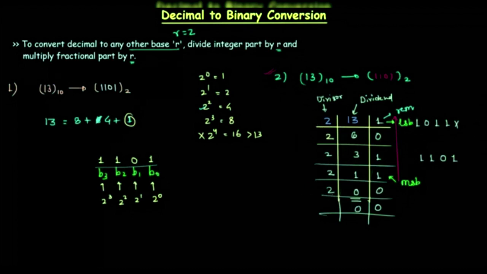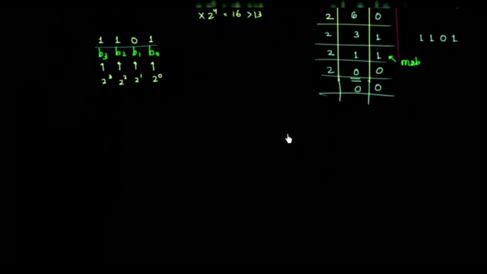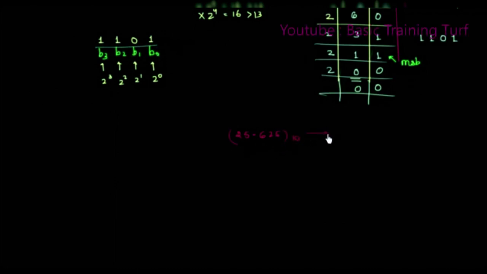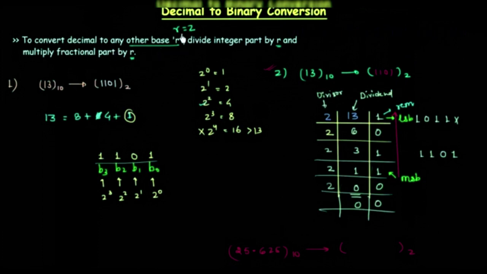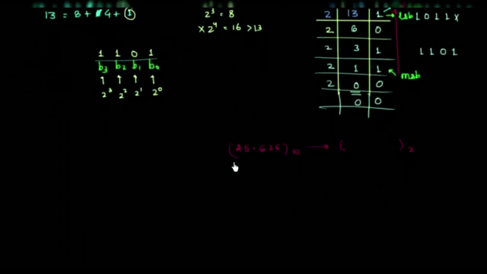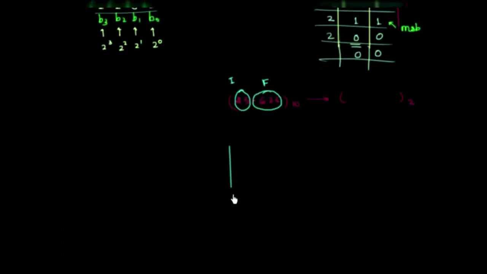Now we will consider another example in which we have a fractional part also. The number is 25.625. This is in decimal, and we want the binary equivalent of this number. So what we have to do, we have to divide the integer part by 2, and we have to multiply the fractional part by R. In this case the integer part is 25, and 0.625 is the fractional part. So we will do this quickly because you already know the concept.